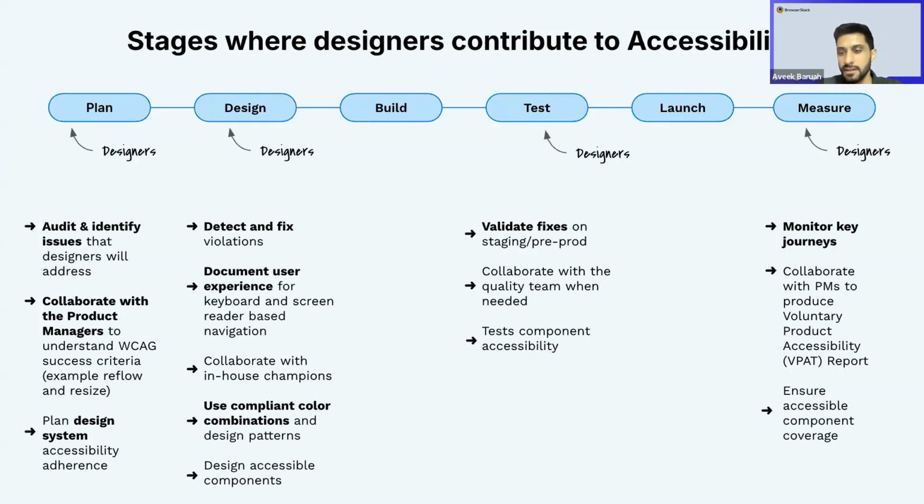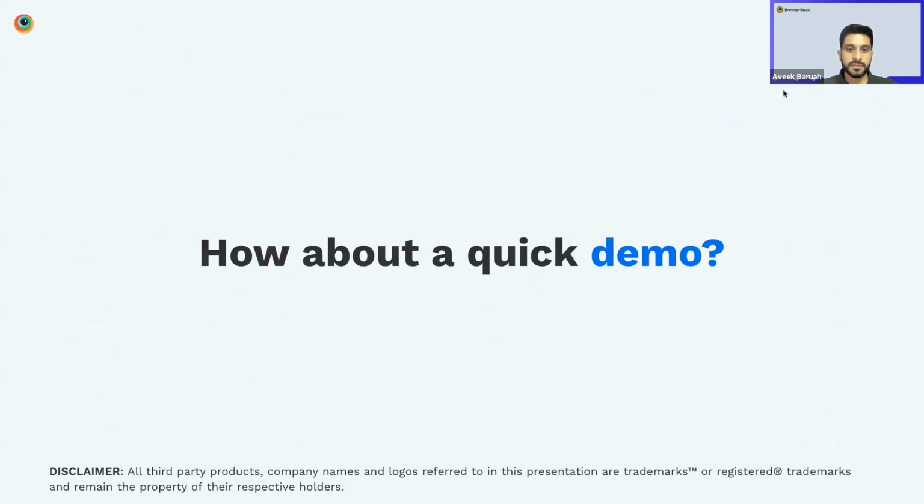At the testing stage, when you deploy your components in something like a Storybook, you can test those components using any tool like BrowserStack's web accessibility tools, right? And finally, at the measure stage, you can keep track of how many components you have made accessible, which WCAG guidelines they comply with, and where you can do better, right? With that, I would walk into the demo part of the webinar.